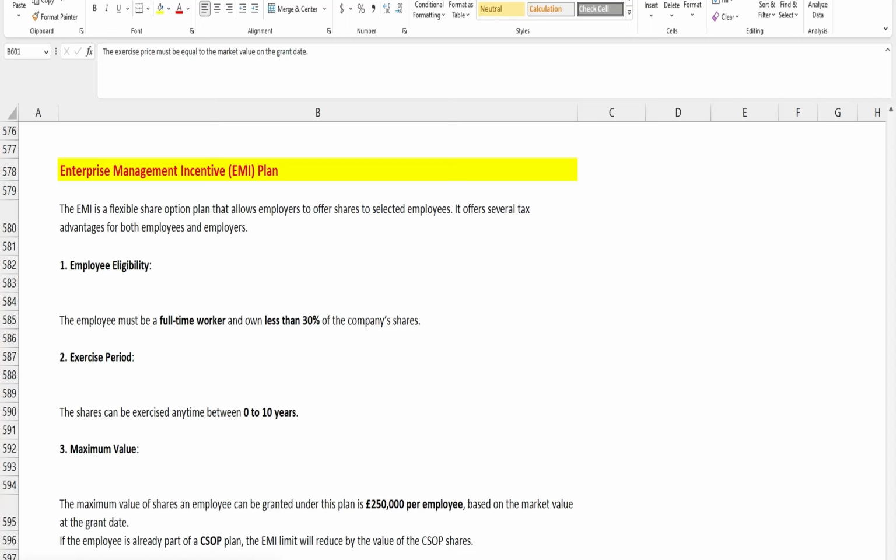Okay, so let's talk about Enterprise Management Incentive Plan. If you remember from my previous video where we had discussed the company share option plan, this plan is also similar to that, and there are some changes which I will try to highlight so that it will be easy for you guys to remember. I must say the question is very straightforward in this regard.